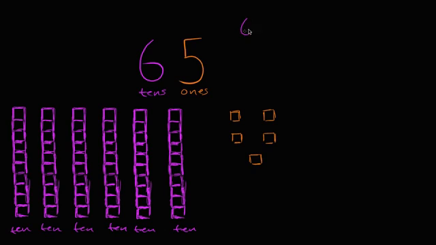So we can write down that 65 is equal to 6 tens plus 5 ones.